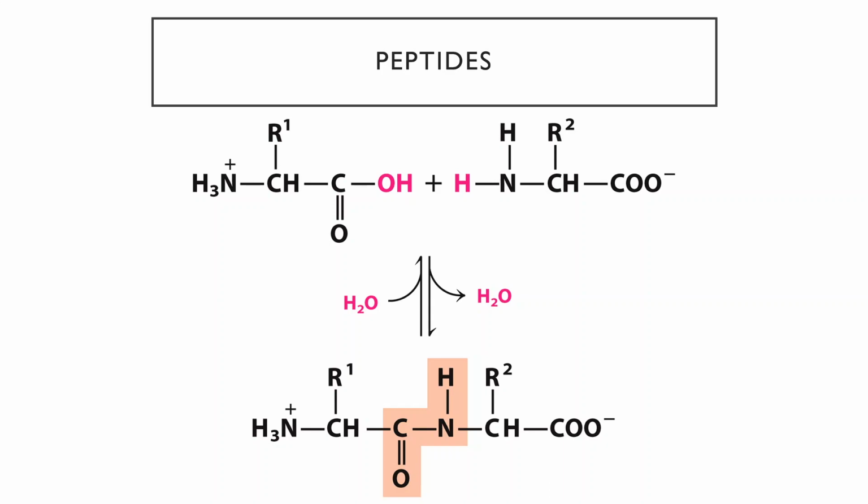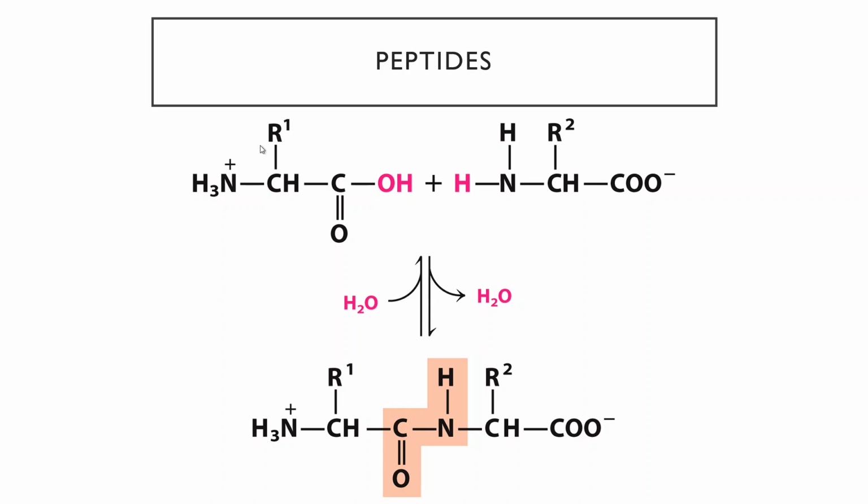Now that we've talked about amino acids, let's talk about peptides, because this is what you assemble amino acids into to make proteins. So a peptide, by definition, is just two or more amino acids that are joined by a peptide bond. And peptide bonds are formed through a condensation reaction, so that's where a molecule of water is lost.